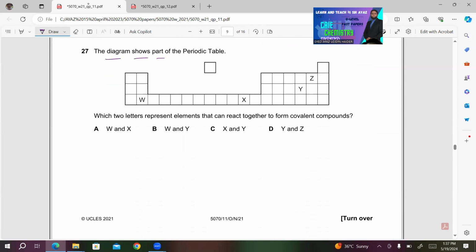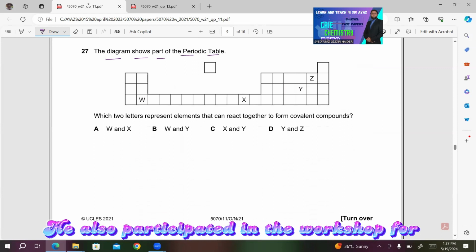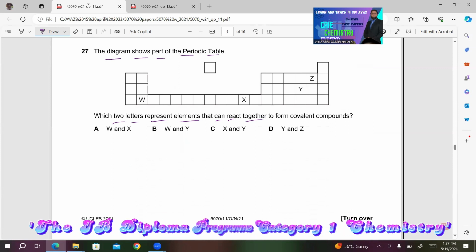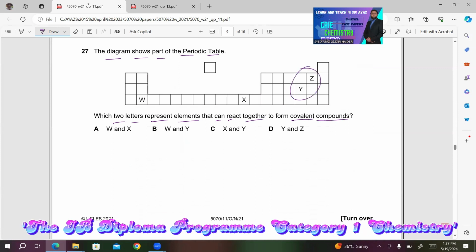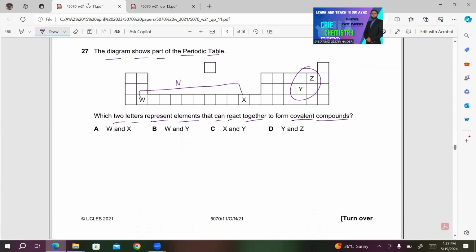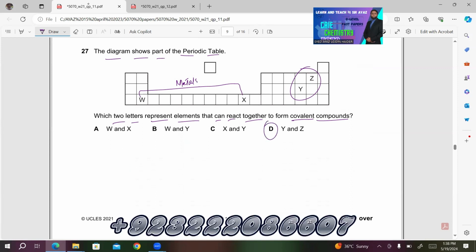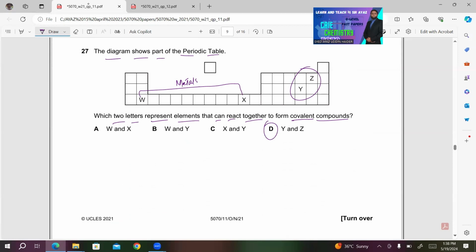27, the diagram shows part of the periodic table. Which two letters represent elements that can react together to form covalent compounds? It must be Y and Z because both of these are metals. Metals can't react together to form covalent compounds. So it must be Y and Z. D must be the right answer for 27.